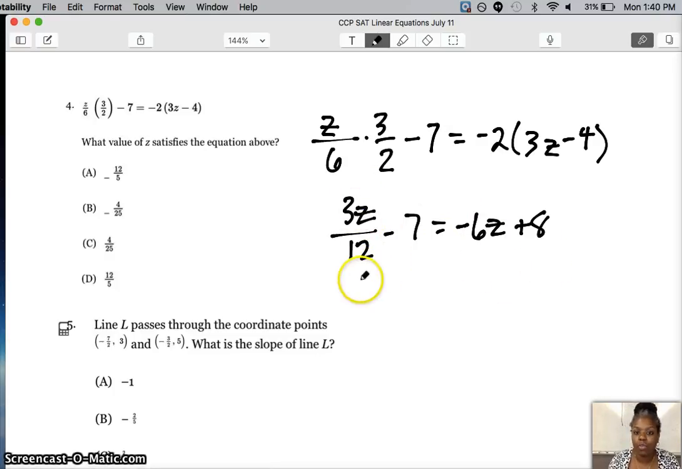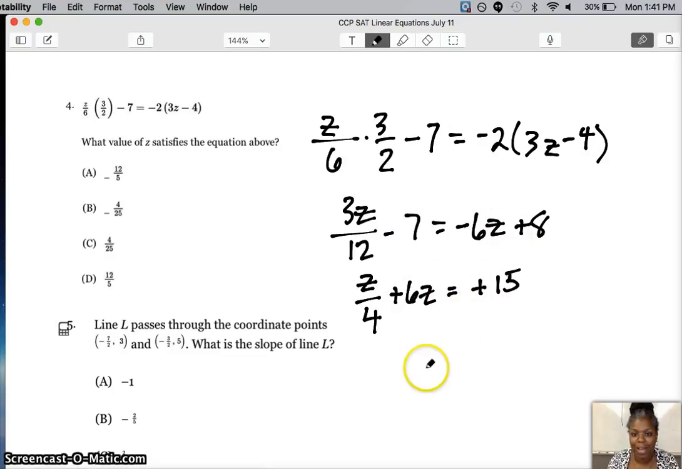This is 3z over 12, which can be written as z over 4. You see the reduction here? That's like 1/4 minus, or actually I'm going to be all fancy and do a couple things at one time. I'm throwing this guy over here, so that's going to become a positive 7 over there, and this guy's going to come over here. So instead, I'll have plus 6z, that moved from here to here, and this over there gives me a negative 15. Lied to you, positive 15.